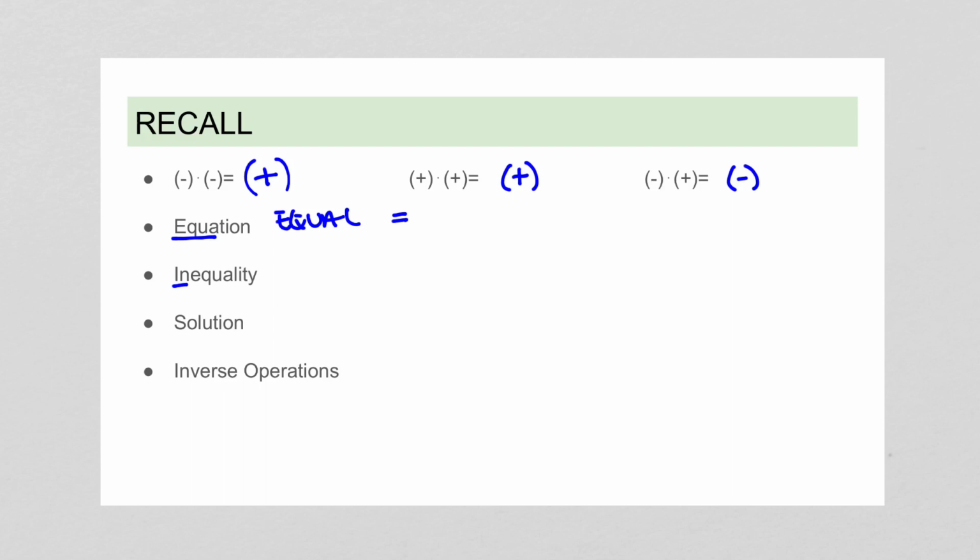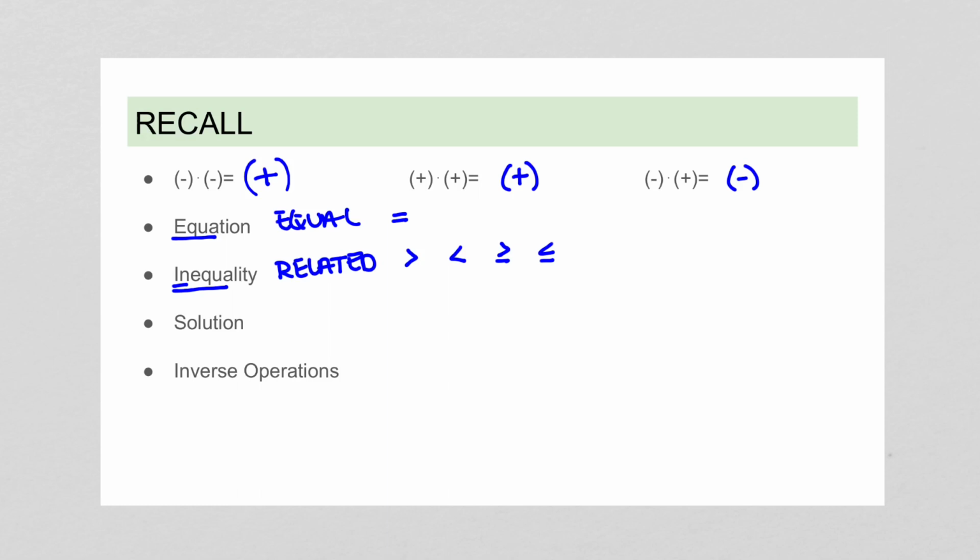And an inequality means that they are just related. Two things that are related, but they're not necessarily equal. They might be greater than or less than, greater than or equal to, or less than or equal to. And if you are having a hard time remembering those things, go back and look at our last lesson on graphing inequalities, and that should help you.